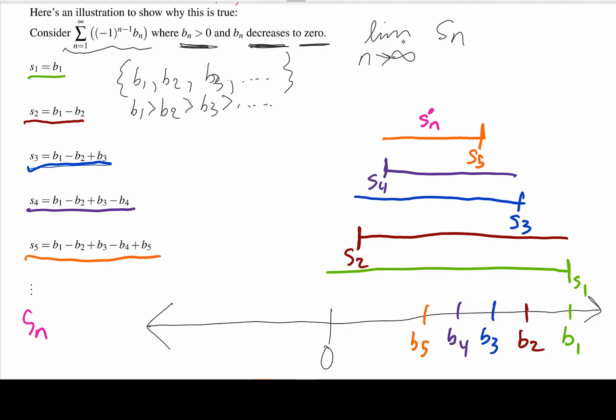Another way to look at this is maybe imagine you have 1 minus 1/2 plus 1/3 minus 1/4, on and on and on. If you start looking at that using this little line scenario, then you'll see that we're getting closer and closer to some point. So that's just a little picture of why this is true.